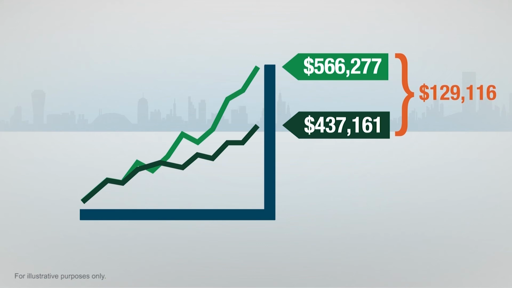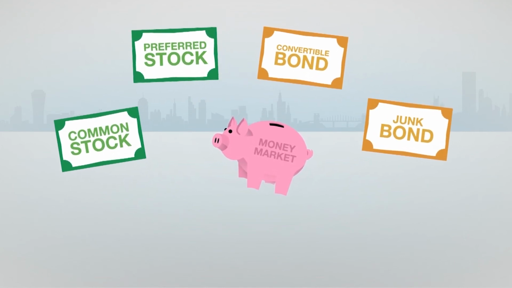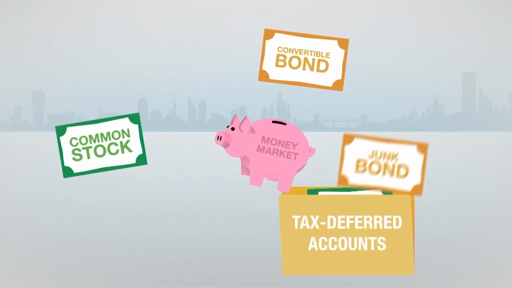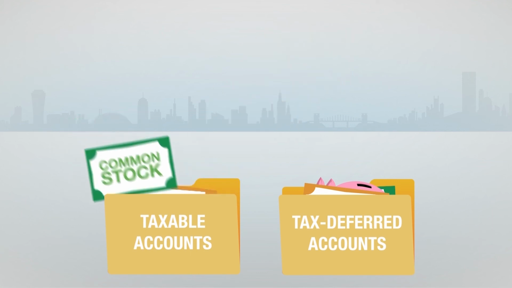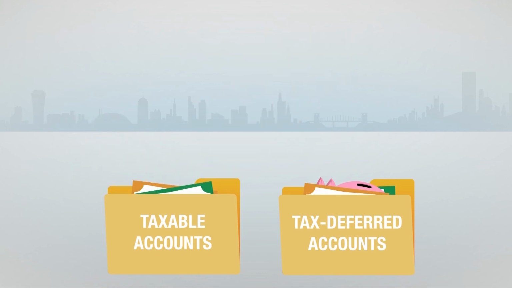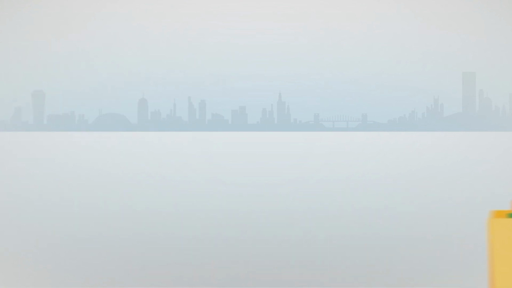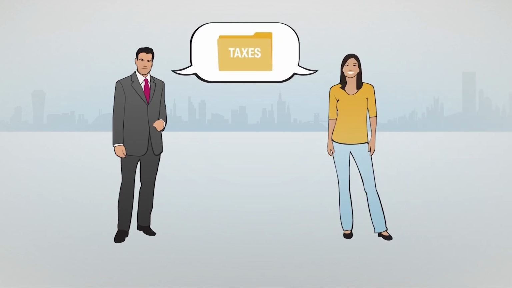As the example demonstrates, taxes can have a big impact on a portfolio's growth over time. To reduce the tax burden, an investor may want to consider holding tax-inefficient investments such as junk bonds and preferred stocks in a tax-deferred account. Additionally, hold tax-efficient investments such as common stocks in a taxable account so gains can be reinvested. But keep in mind that taxes are a complex issue, and no two situations are the same. Be sure to speak with your accountant or tax advisor before making investing decisions based on taxes.